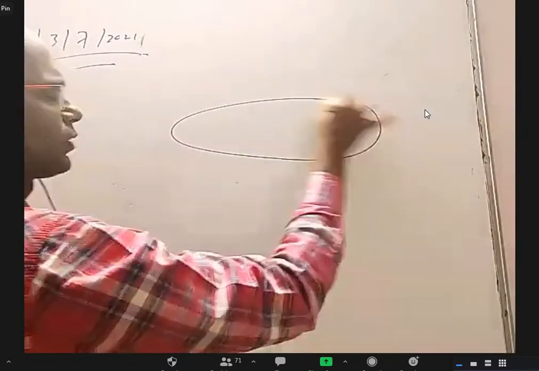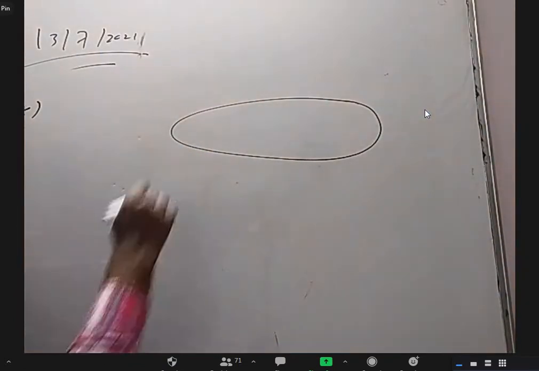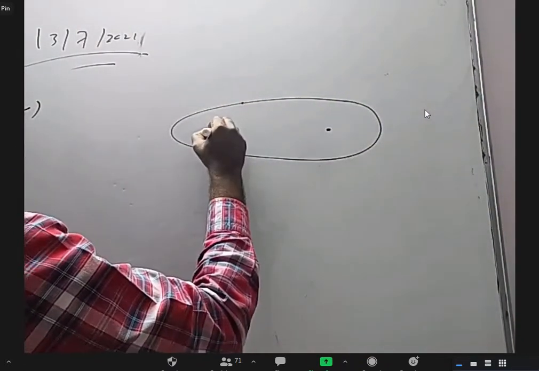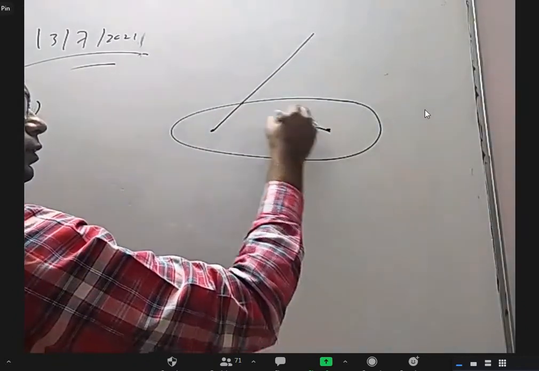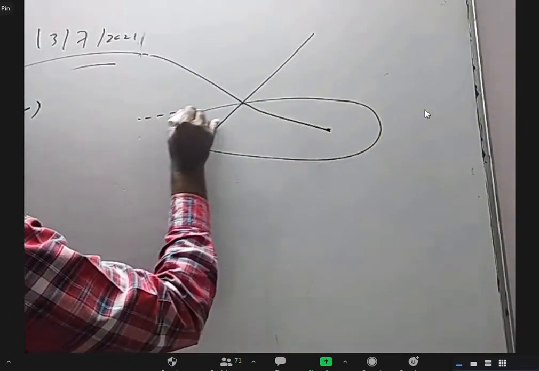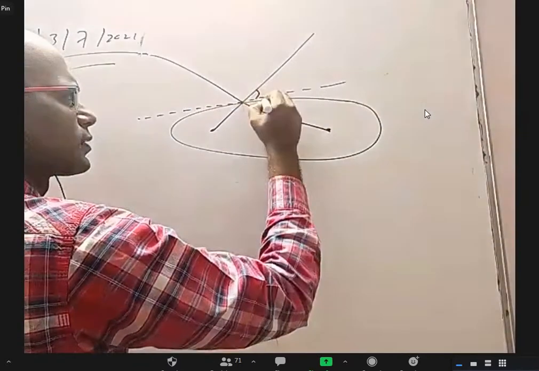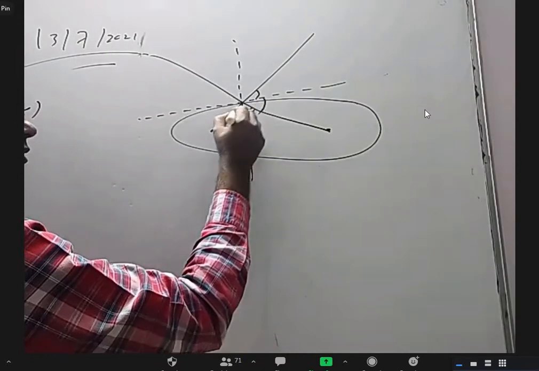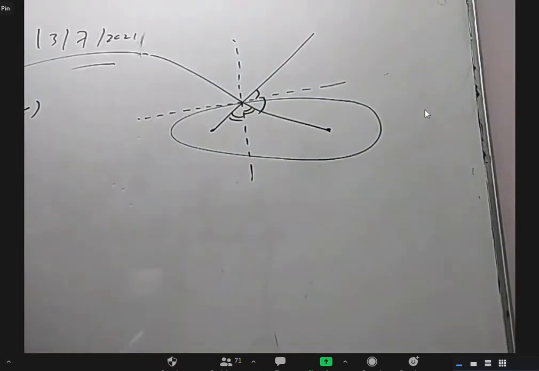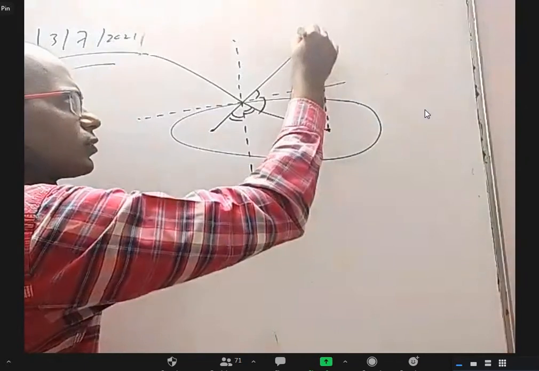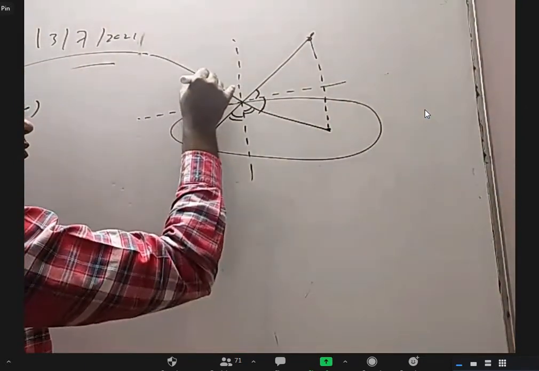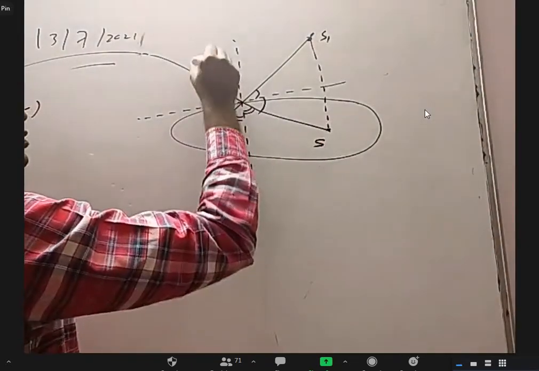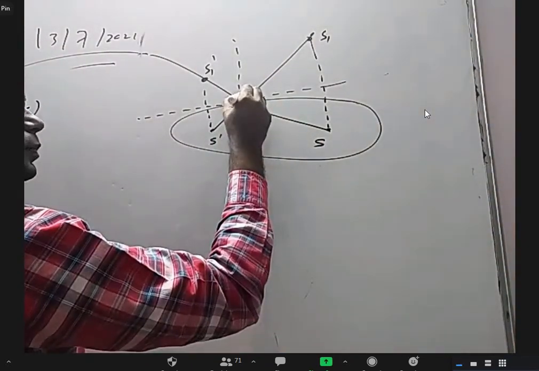So I have to draw the figure first properly. These are the two foci. Take any point, extend this, extend this. The tangent should bisect this angle, and the normal bisects this angle. And the image of this you draw here. Image of this is S, this is S dash, this is S1, this is S1 dash. This is some point P.